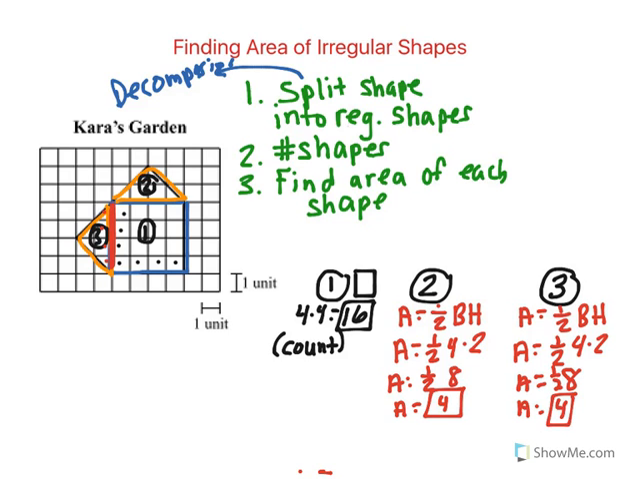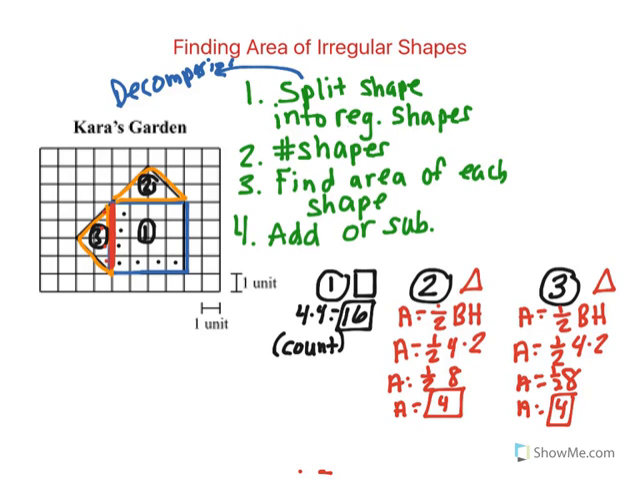Okay, so now I have 3 different areas. I have one that's 16, I have the first triangle as being 4, and I also have the second triangle as being 4. So my last step is to take those answers and to add or subtract them. Now, different situations are going to make you add and some will make you subtract.